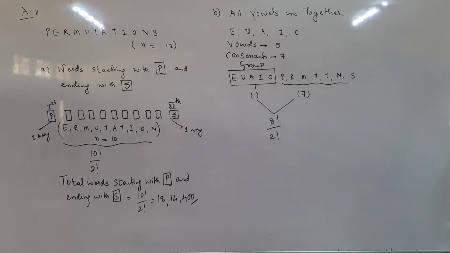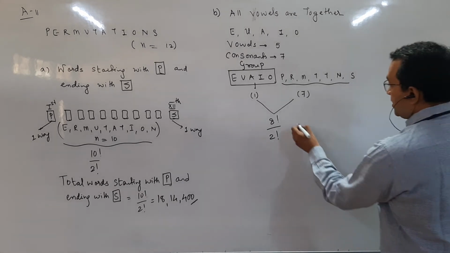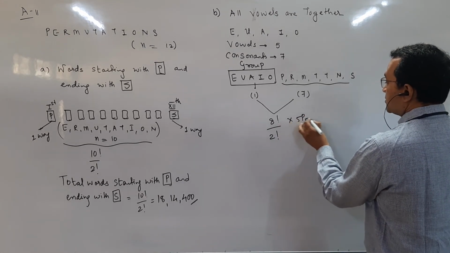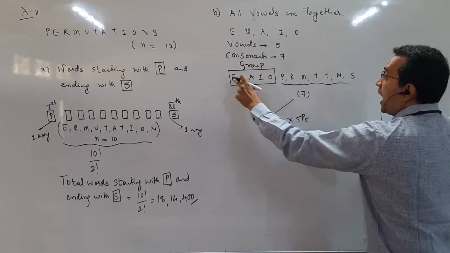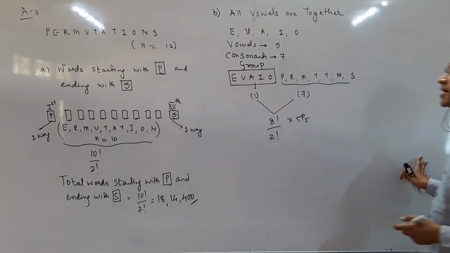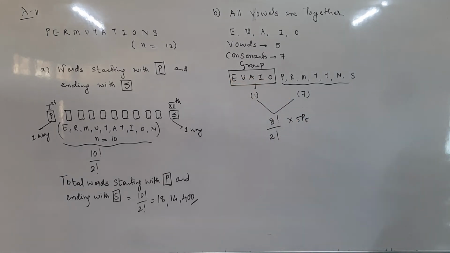Now, the internal arrangements of the group. In the group, we have 5 vowels, and these 5 vowels can be arranged in 5 factorial ways. Check. Here I don't have to divide. Why? Because out of 5 vowels, any vowel can come first. It is not that E only can come first. The condition is that vowels are together, so their internal arrangement is possible in 5 factorial ways.